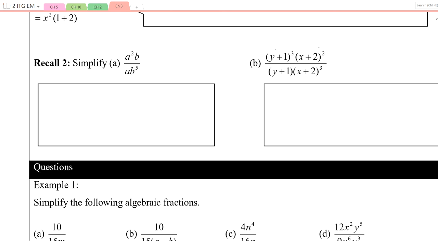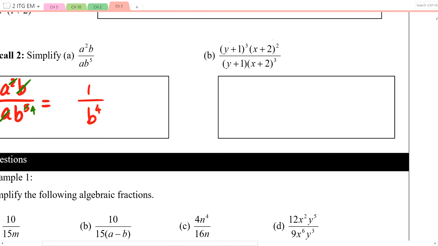Now let us do simplification. A squared b over a b to the power of 5. And I'm sure you can do this. A squared b over a times b to the power of 5 must be equal to, cancel away the square, cancel away the a, cancel away the b, 5 becomes 4. So my answer will be 1 over b to the power of 4.